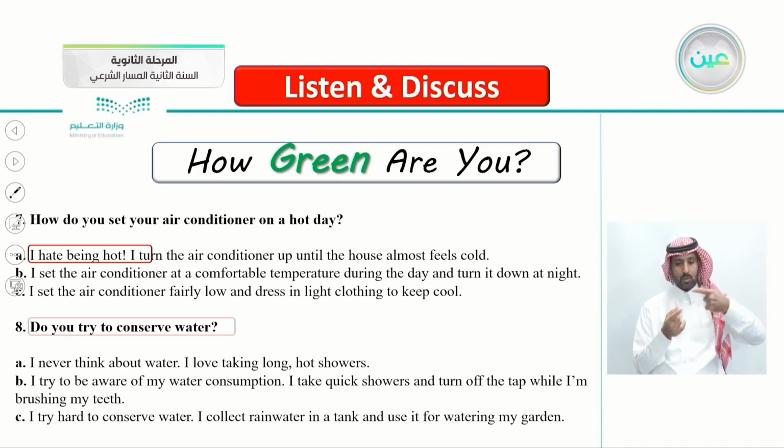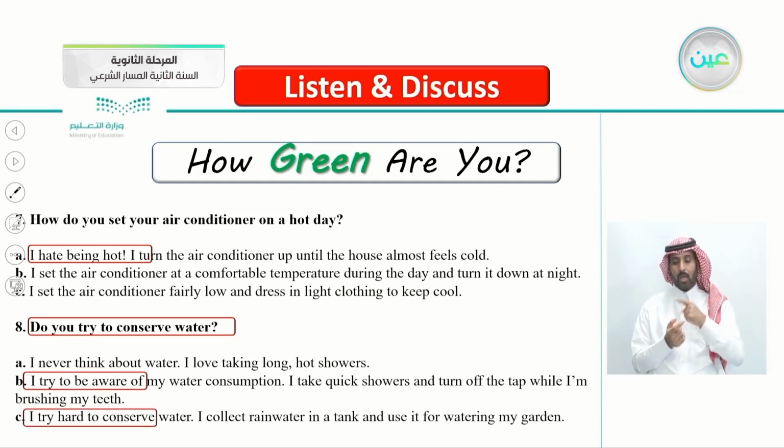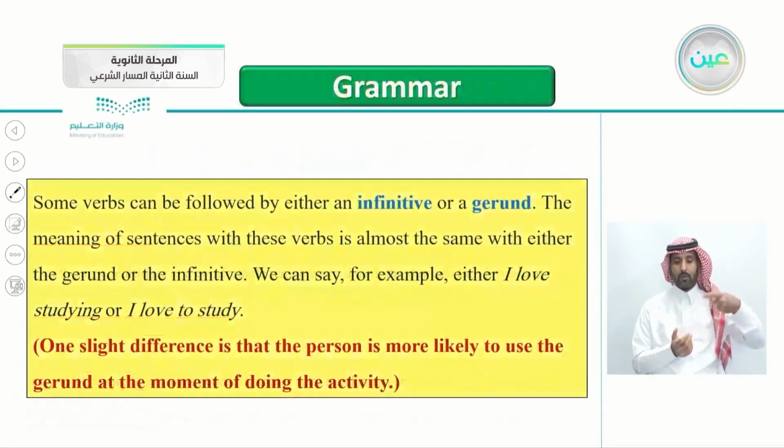Also, yes, do you try to conserve water? Do you try, this is the verb here, to conserve, this is the infinitive, of course, water. So also here, I try to be aware. So try comes before the infinitive. Also here, I try hard to conserve water. So all of these are examples of gerunds and infinitives.